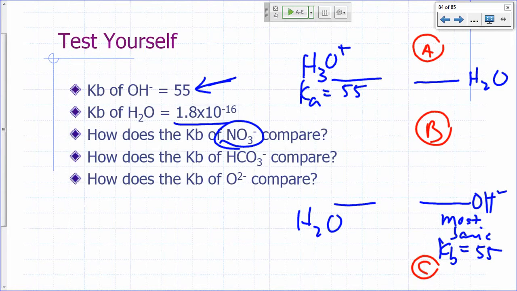The Kb of nitrate. So this is 1.8 times 10 to the negative 16 right here. So A is much weaker than water. Okay, B is a weak base. Right? Over C here, higher than 55 would be a strong base, right? Where would you find nitrate on this scale? A, B, or C?